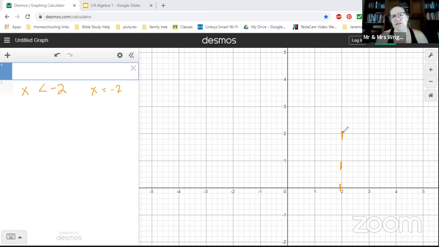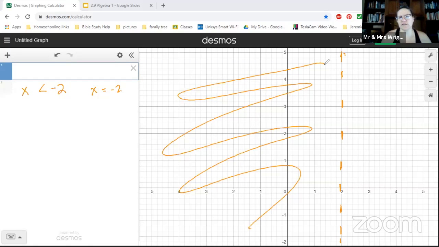So it's going to look like this. Every single x is going to be exactly right there. Now x is less than negative 2. Which x's are less than negative 2? These are, not these.